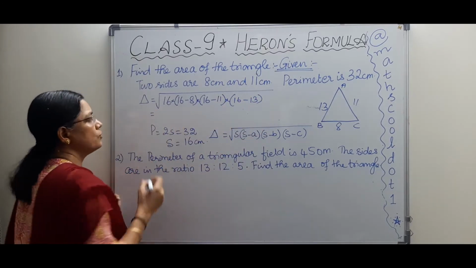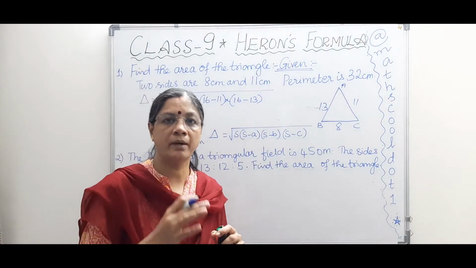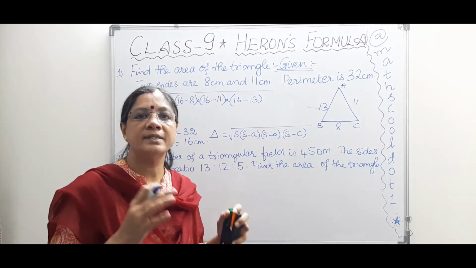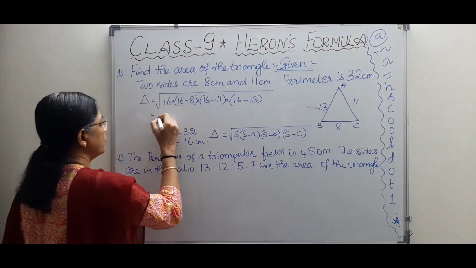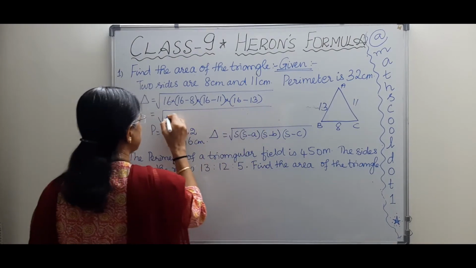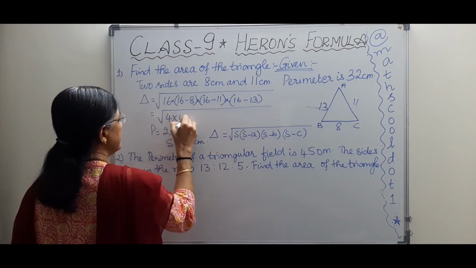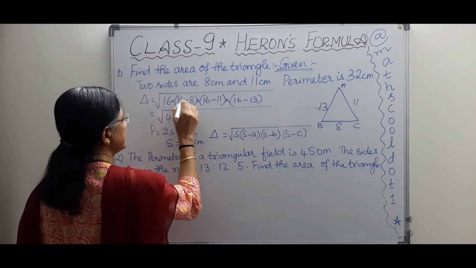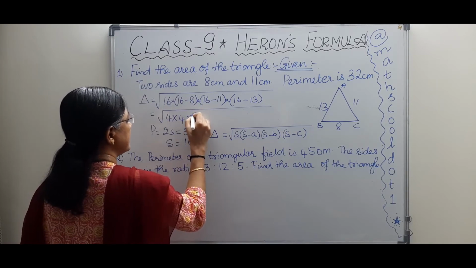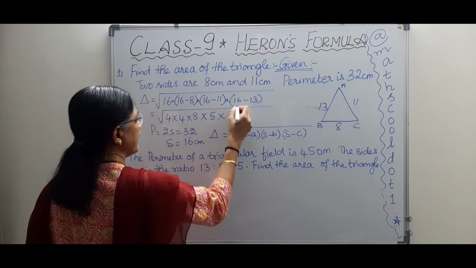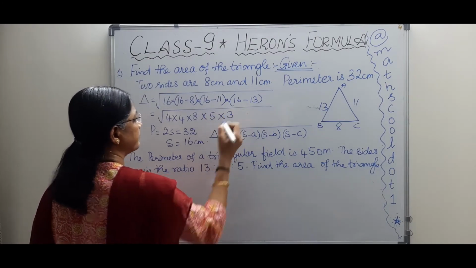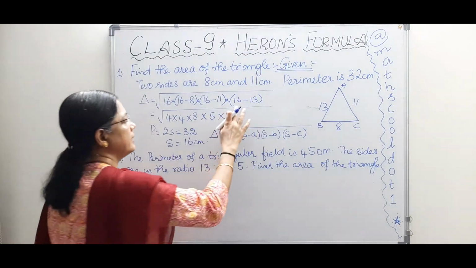Okay, you don't have to multiply all the numbers. Just expand the numbers and see which are in pairs. You can take them out because it's a square root. We can simplify it in an easy way. See, 16 is 4 into 4, 16 minus 8 is 8, we'll write it as it is. 16 minus 11 is 5 and 16 minus 13 is 3.